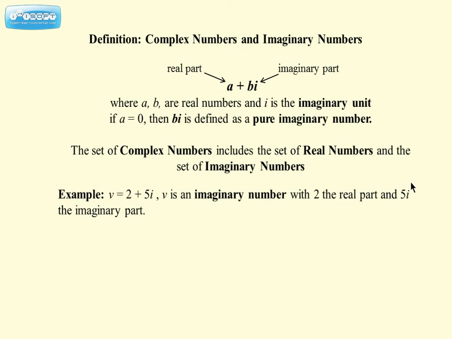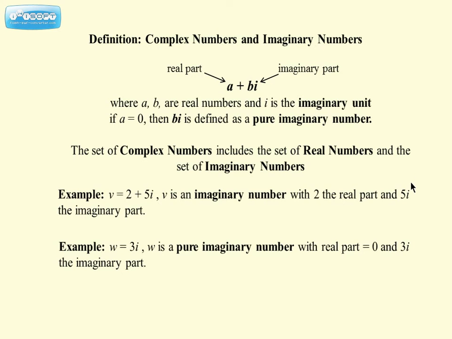As an example, v equals 2 plus 5i. v is a complex number with 2 the real part and 5i the imaginary part. It's part of the set of complex numbers. Here's another example. w equals 3i. It has no real component because a equals 0 in this case, and it's a pure imaginary number because w equals just 3i. When we write complex numbers, we write them in standard form. Standard form requires that we have a real part plus an imaginary part.